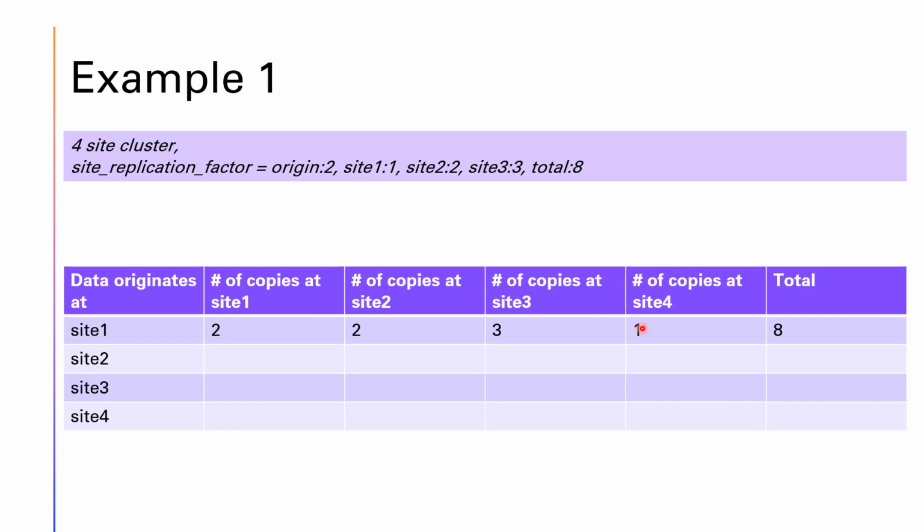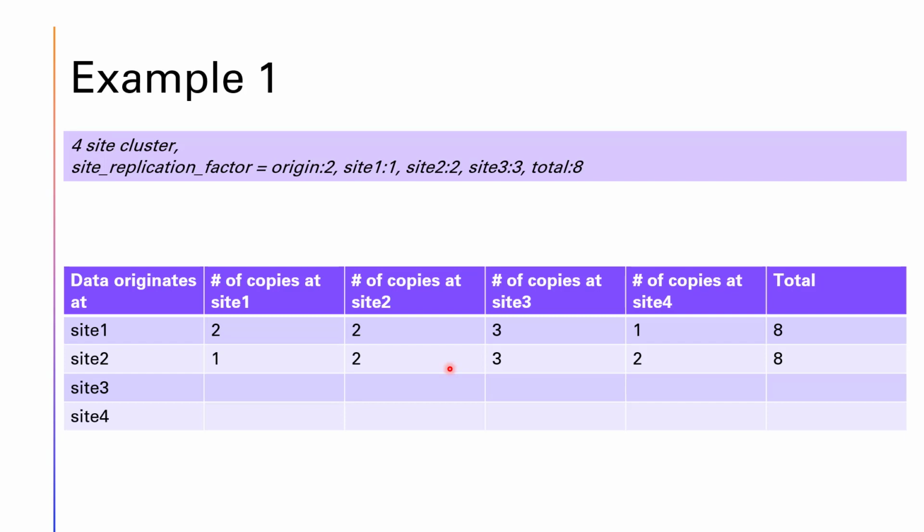Okay, now let's continue. Let's see what will happen when site 2 is the originator. For site 2 we have explicitly said the copy should be 2, even for origin also 2, that means site 2 will get 2. Now site 1 will get 1 because it is not the originating site now, right? According to this rule, it will get 1. Similarly site 3 will get 3, total is 8, then site 4 will get 2.